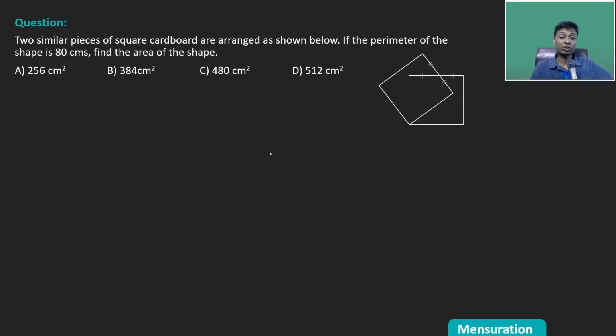Two similar pieces of square cardboard are arranged as shown below. The perimeter of the shape is 80 centimeters. Find the area of the shape.